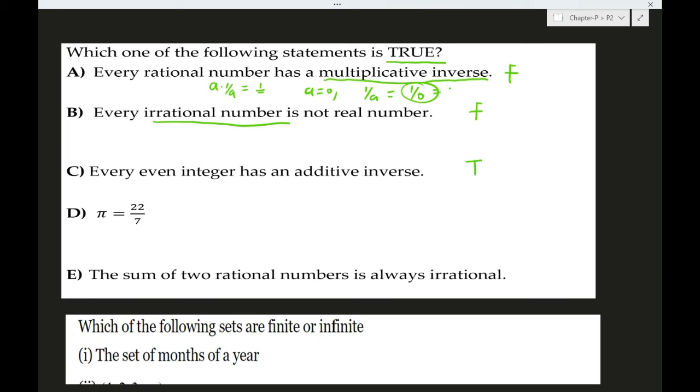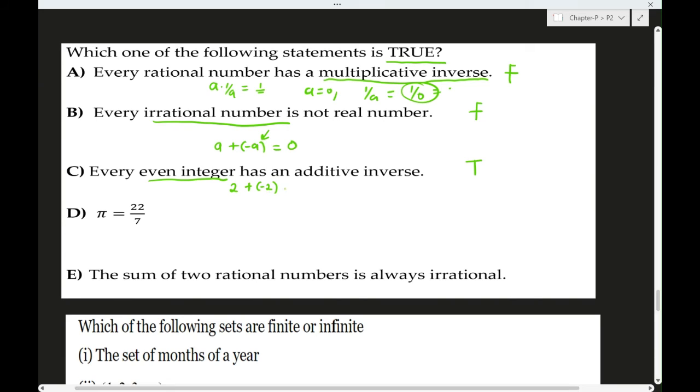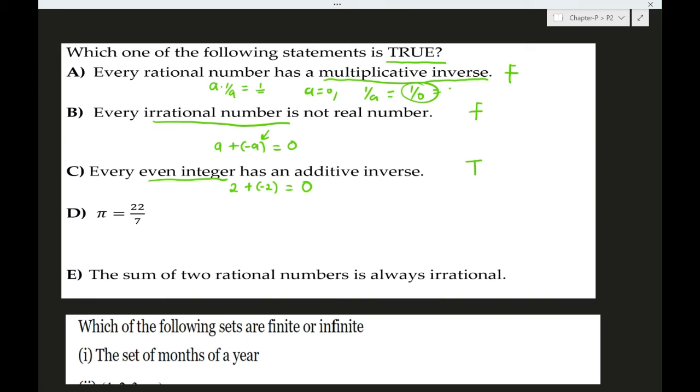Okay. Now, every even integer has an additive inverse. This is true. What do you mean by an additive inverse? If you remember, we said an additive inverse means A plus minus A gives us 0. So it means that minus A is the additive inverse of A. So take any even integer, just take the negative of it. Then you add, it will give us 0. For example, if you take 2, which is an even integer, you add plus minus 2, it will give us 0, right? So this is true.